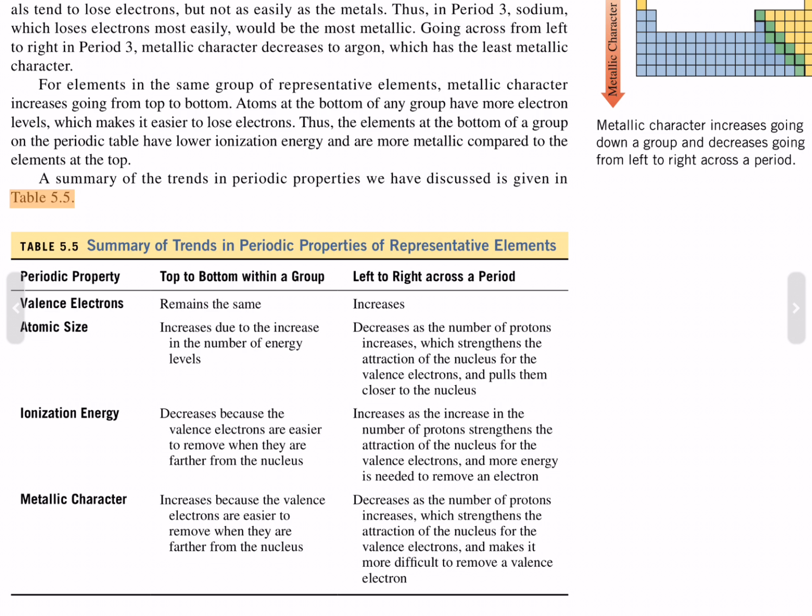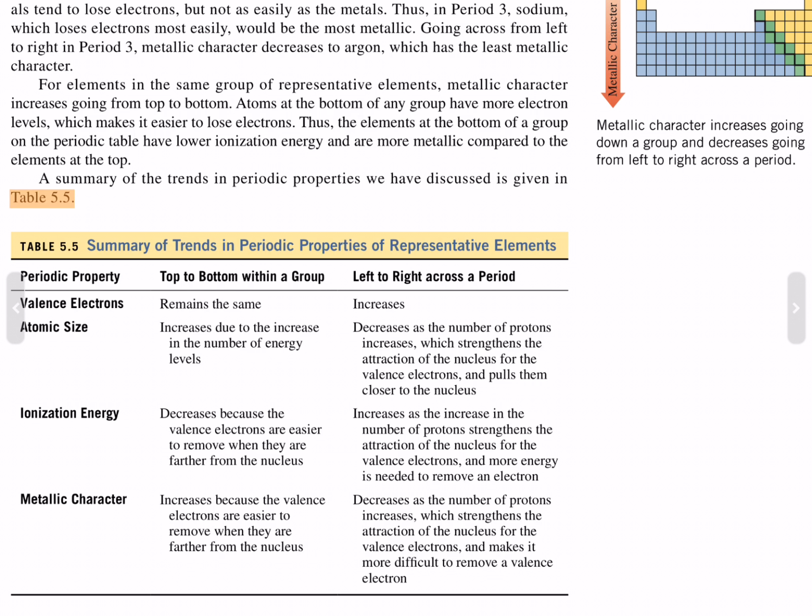The ionization energy decreases as it goes down a group because the valence electrons are easier to remove when they're farther from the nucleus. It increases as it goes across a period because the number of protons strengthens the attraction of the nucleus and more energy is needed to remove an electron.